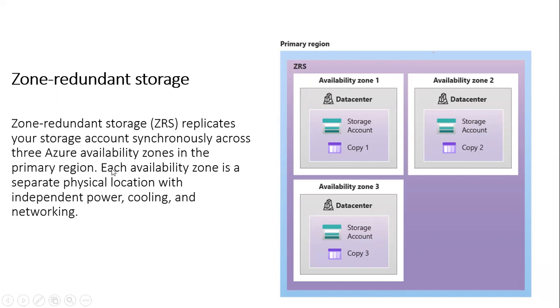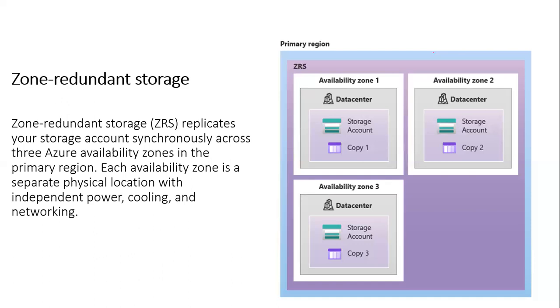zones in the primary region. Each availability zone is a separate physical location with independent power, cooling, and networking. In simple English, I have created a blob storage and uploaded one file in the south part of India. Now, because I have opted for zone redundant storage, what Microsoft Azure does in the backend is it replicates the same storage account in Hyderabad, in Chennai, in Bangalore. God forbid there is some kind of disaster.